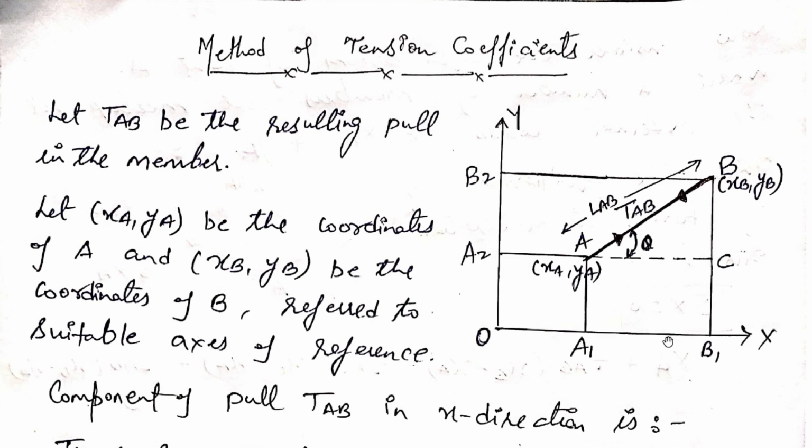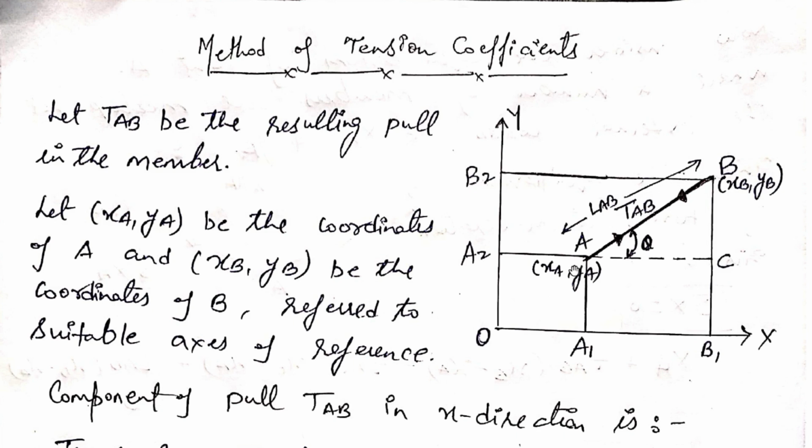Refer to this diagram. These are the coordinate axes, x and y. Here we have one member AB, and we are considering the pull in this member. The coordinates of joint A are xA, yA, and the coordinates of B are xB, yB. This is the pull or tension in the member AB, this is the length of the member, and the angle it makes with the horizontal is theta. Consider a member AB of a pin-jointed perfect frame in equilibrium, under a given system of external forces or reactions acting at the joints. Let the tension TAB be the resulting pull in the member.